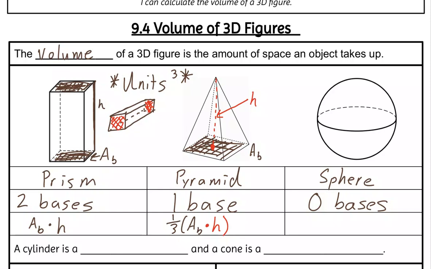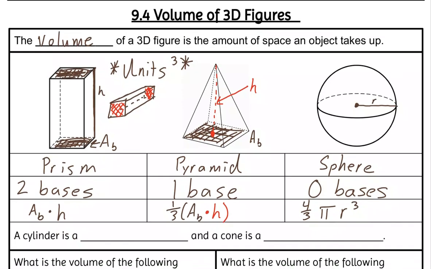Last one. Now we've got to find the volume of the sphere, but the sphere has no bases. So we have a formula, and it is 4/3 pi r cubed. Your radius, just like normal, is from the center of your sphere to any point on that sphere. And then all you're going to do is plug in your r into 4/3 pi r cubed.